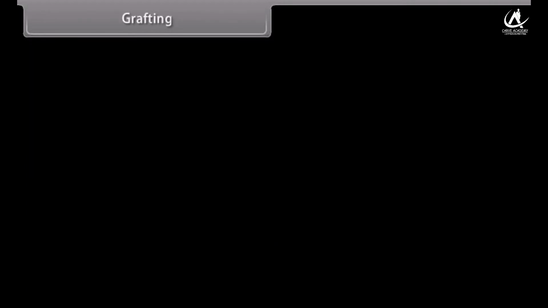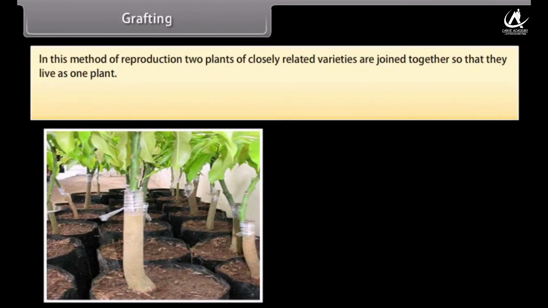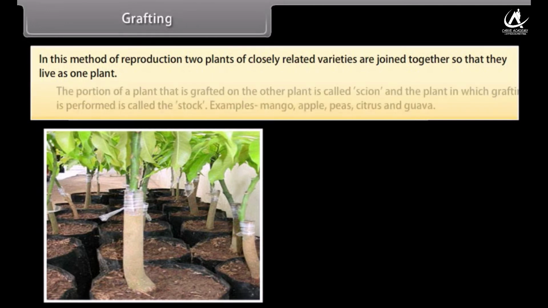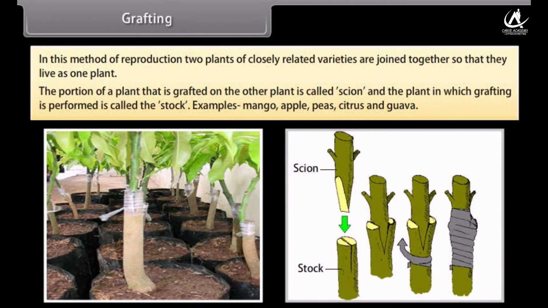Grafting. In this method of reproduction, two plants of closely related varieties are joined together so that they live as one plant. The portion of a plant that is grafted on the other plant is called the scion, and the plant in which grafting is performed is called the stock. Examples: mango, apple, pear, citrus and guava.